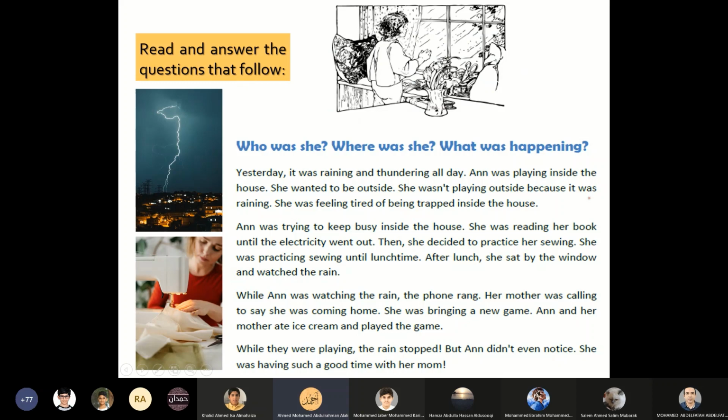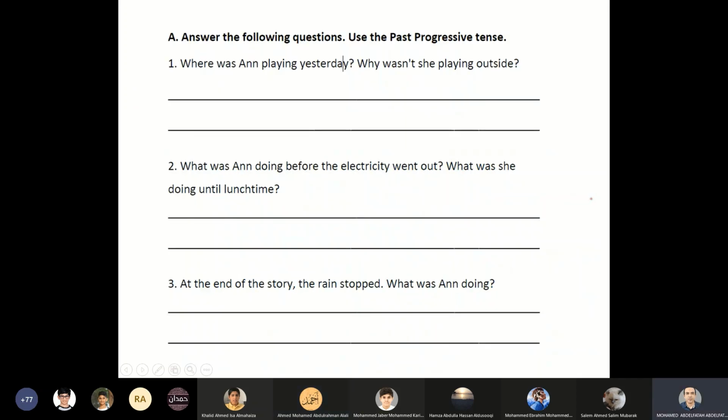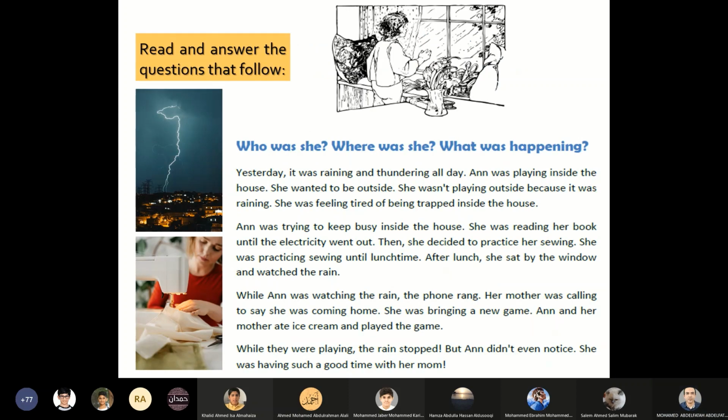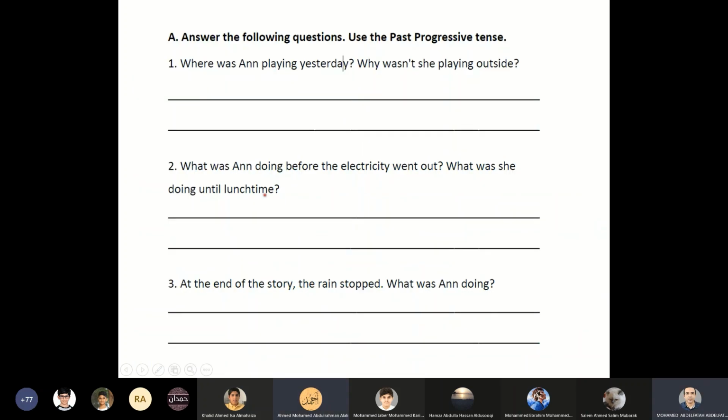Where was Anne playing yesterday? We are asking about the place Anne was playing in yesterday. Was she playing inside or outside? Can I answer, teacher? Anne was playing inside the house. So Anne was playing inside her house.